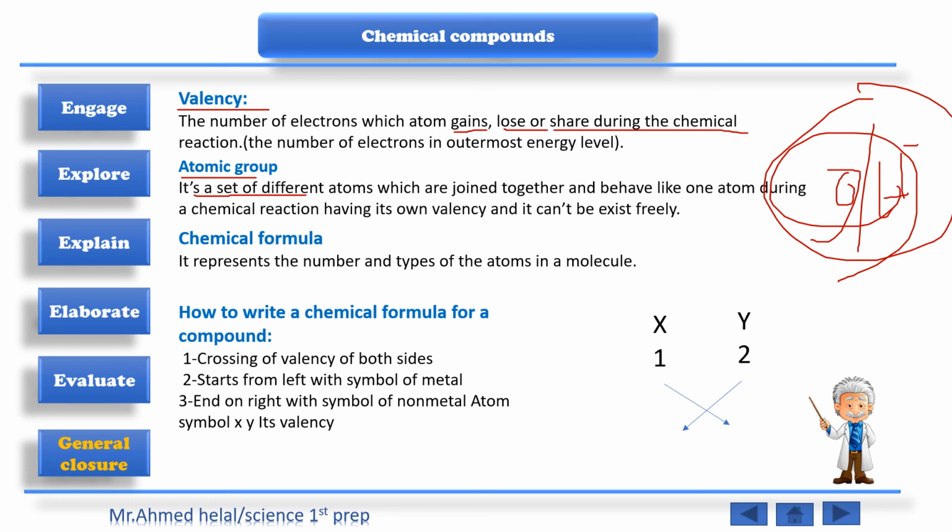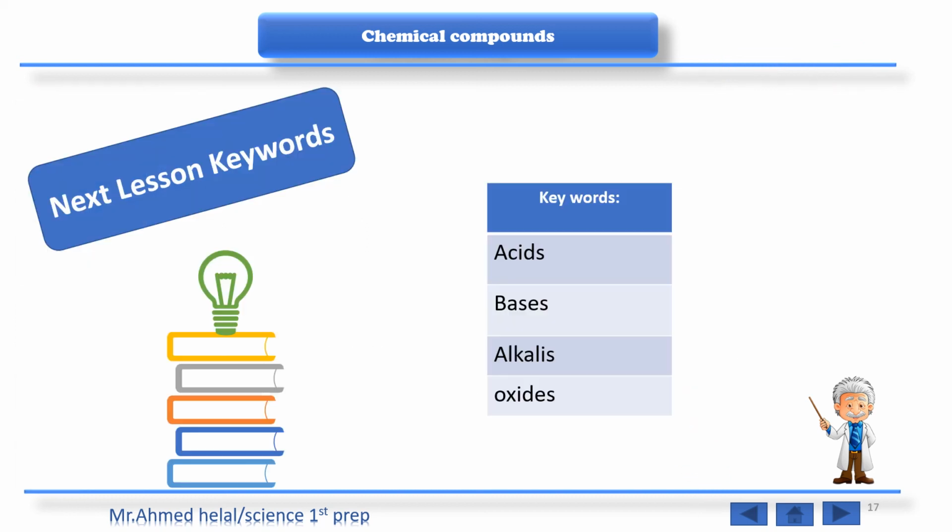The chemical formula represents the number and the type of the atoms in the molecule, like MgO. That means that we have one Mg atom and one oxygen atom. So this is called the chemical formula. How to write the chemical formula for a compound? Just cross the valency. Here X monovalent and Y divalent. If you make the change, it will be X2Y.